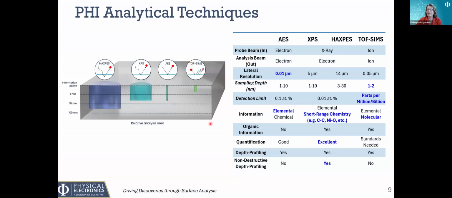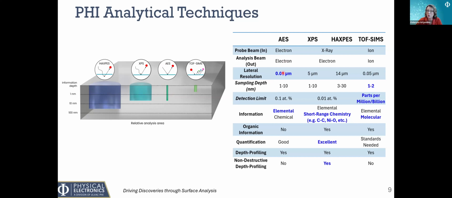This is the PHI analytical technique portfolio. On the left side, we have a diagram that shows HAXPES, XPS, Auger, and TOF-SIMS in relationship to relative analysis area and information depth, meaning the depth from which we obtain the signal. Let's start with Auger. As you can see, we are using electrons in and electrons out, both very surface-sensitive probes. So the sampling depth is very similar to XPS, on the order of 1 to 10 nanometers.